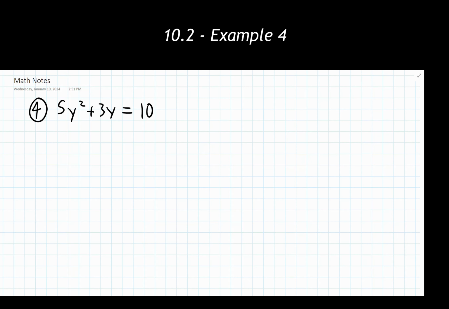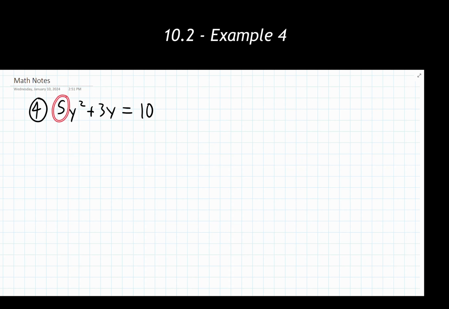And here we are at our fourth and final example. We're starting off with 5y squared plus 3y is equal to 10. So our first step again is to manipulate the equation so the constant term is on one side, variable terms on the other. We have that, so we're good to go there. Our second step is to obtain a coefficient of 1 for x squared, in this case y squared, by dividing all terms by the coefficient of x squared, or in this case y squared.